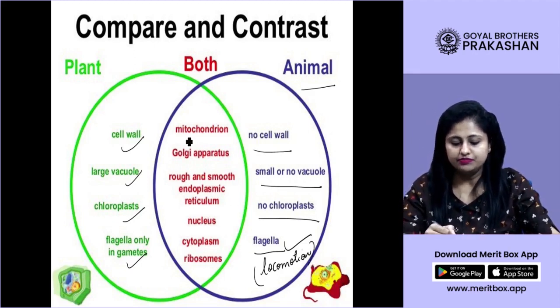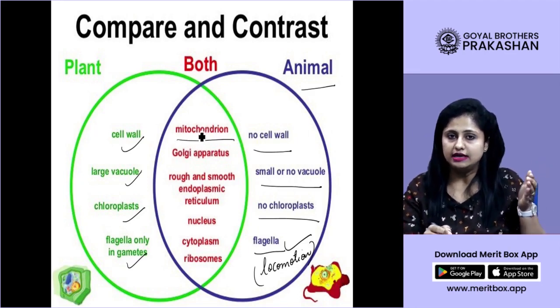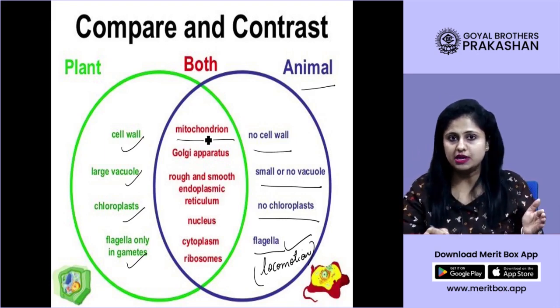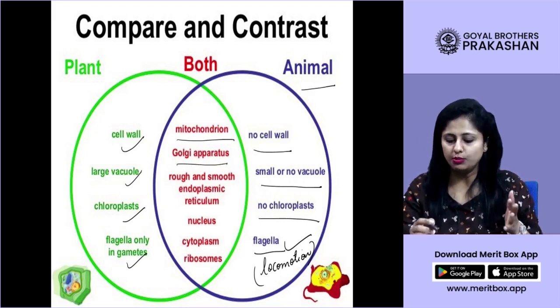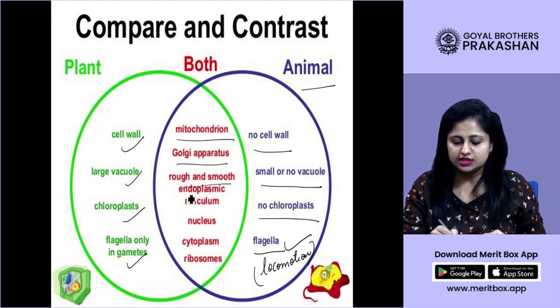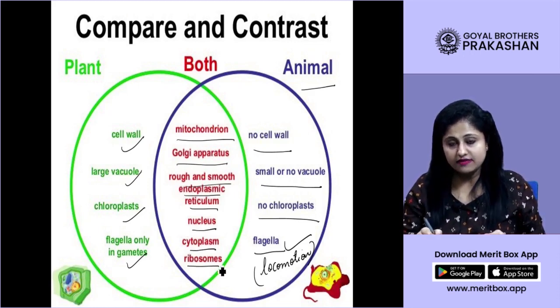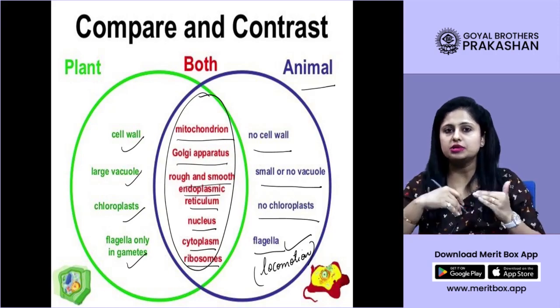And in both, mitochondria are present, but in an animal cell, mitochondria are many in number, and in a plant cell, they are very few in number. Golgi apparatus is also present in both. Rough and smooth endoplasmic reticulum, nucleus, cytoplasm and ribosomes are all common in both.